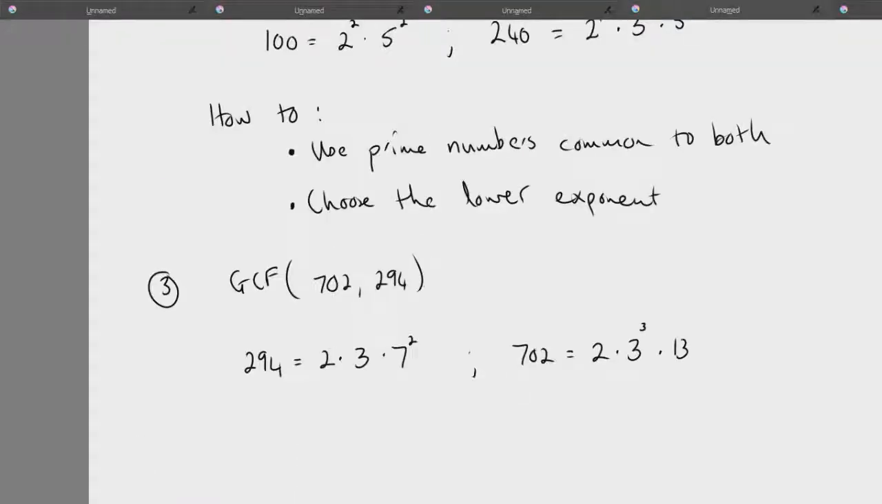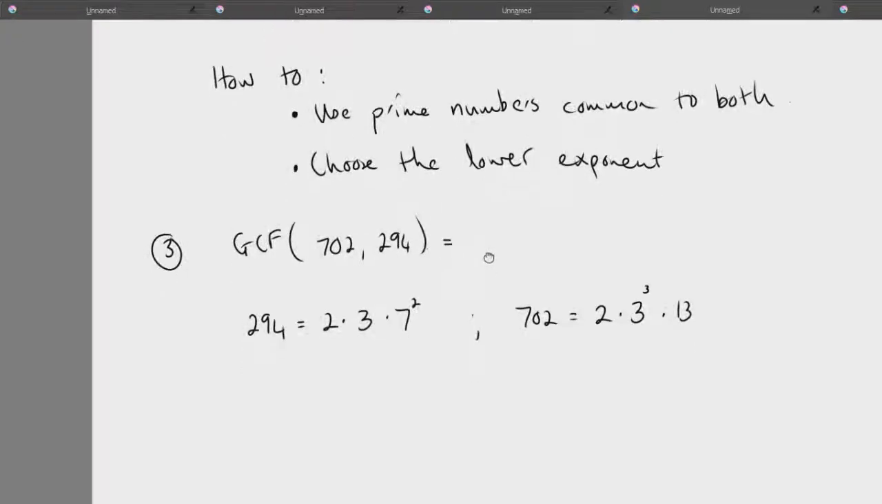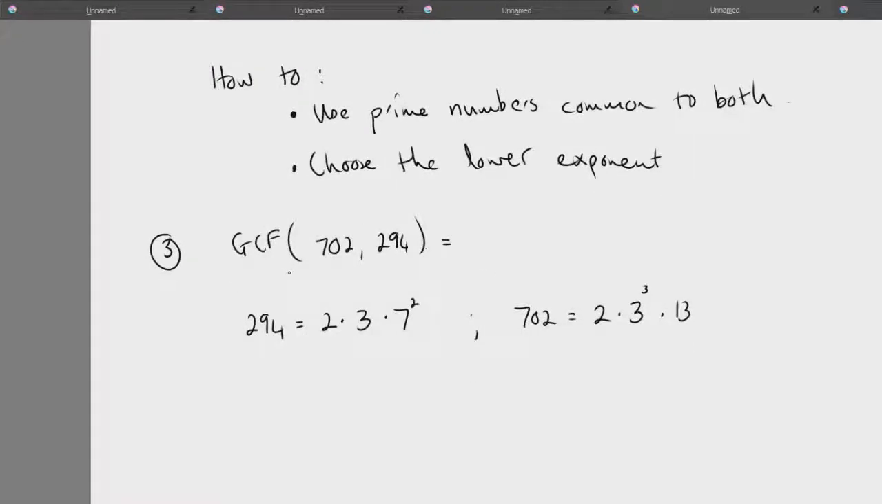Yes, all right. So now, how do I build the GCF? Common prime factors, 2, 3, and that's it. For the 2, the lowest exponent is 1. For the 3, the lowest exponent is 1. And you're done. It's really that simple.